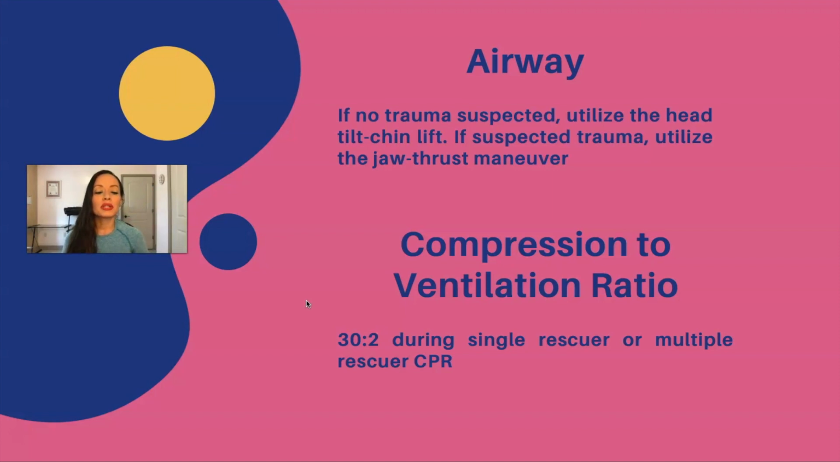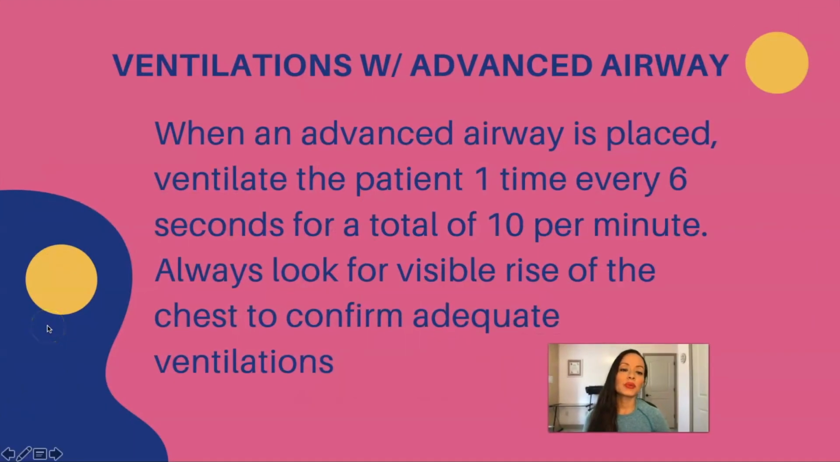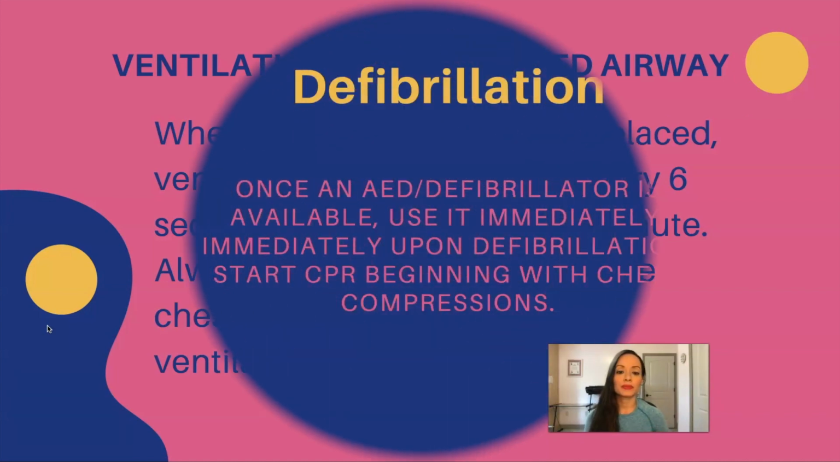The compression to ventilation ratio is 30:2. So for every 30 compressions, you're doing 2 breaths during single rescuer or multiple rescuer CPR, and this is for adults. Ventilations with advanced airway. When an advanced airway is placed, you ventilate the patient 1 time every 6 seconds for a total of 10 per minute. You always want to look for visible rise of the chest to confirm adequate ventilations.